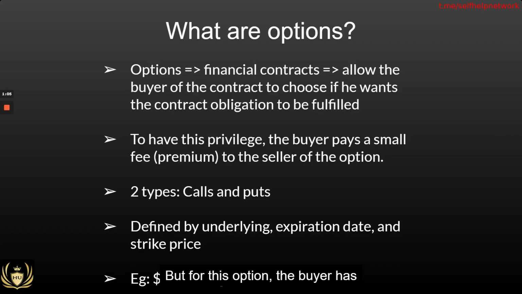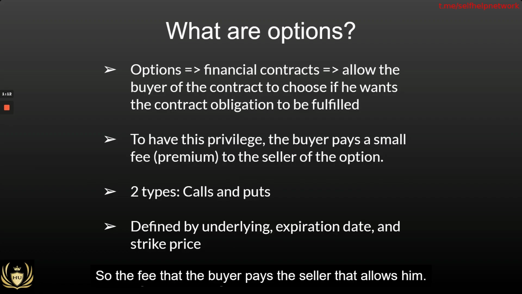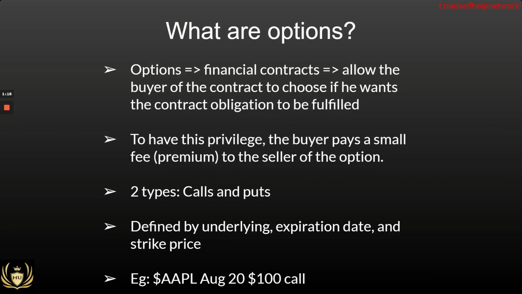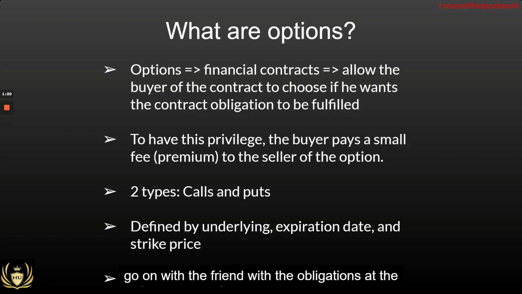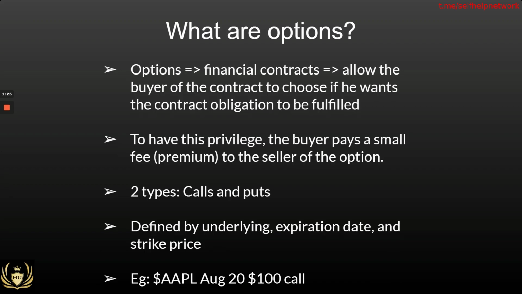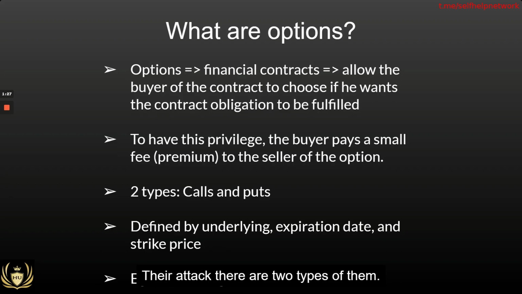But for this option, the buyer has to pay the seller a fee. That's called the premium. So the fee that the buyer pays the seller allows him the freedom to go on with the obligations at the time when the contract needs to be fulfilled. There are two types of them: calls and puts.